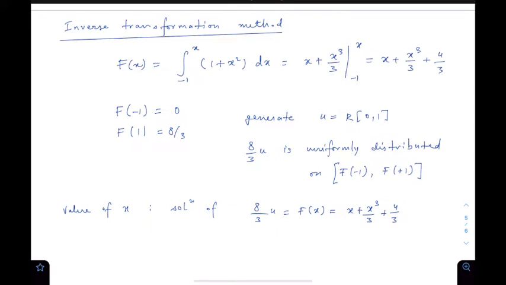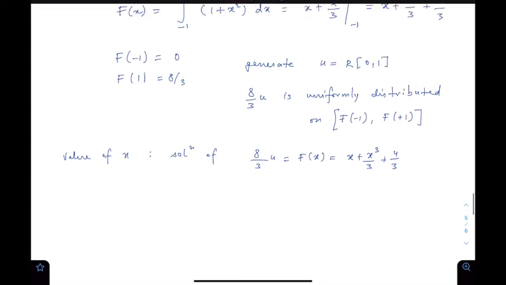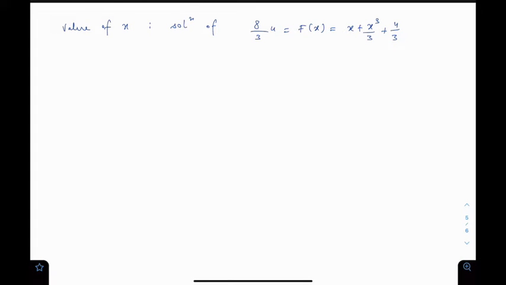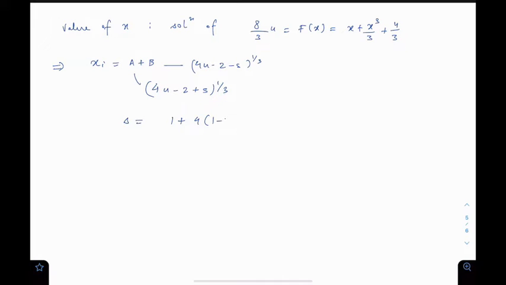This solution comes out to be x equals A plus B, where A is the cube root of 4u minus 2 plus S, B is the cube root of 4u minus 2 minus S, and S is the square root of 1 plus 4 times (1 minus 2u) squared. So this requires calculating 1 square root and 2 cube roots per point.